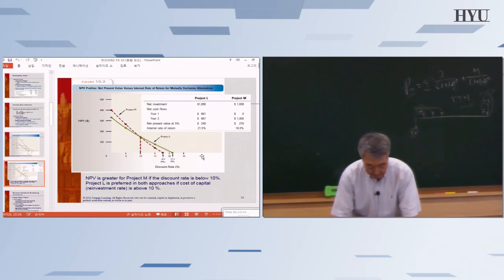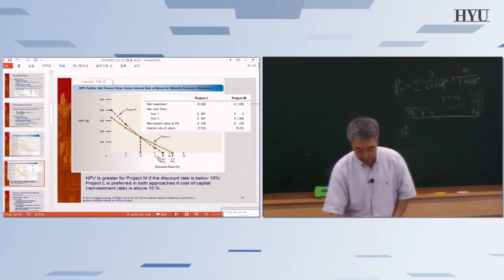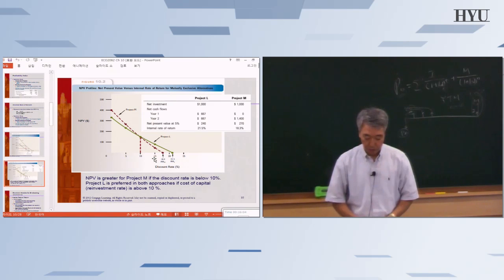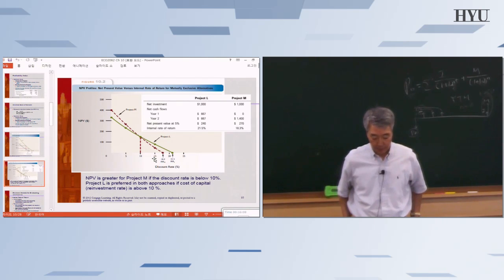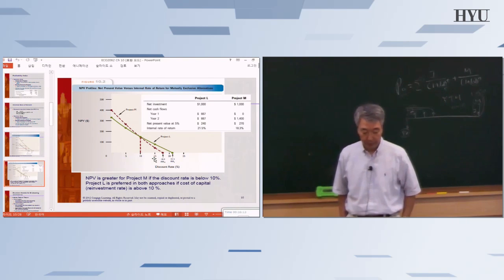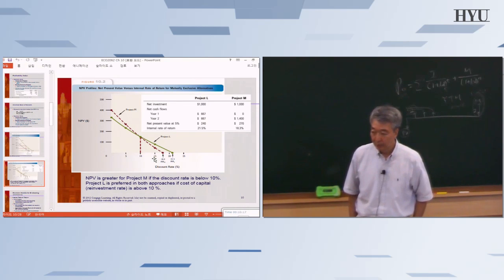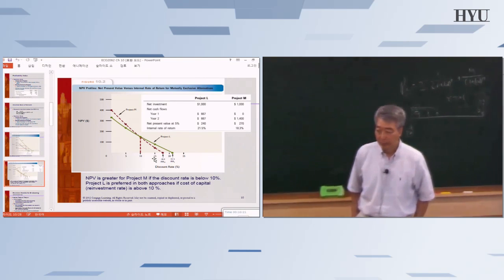First of all, if the cost of capital happens to be above 10%, like 15%, which one should you choose? L, because you get higher net present value. What if you use the internal rate of return criterion? Which one should you choose?